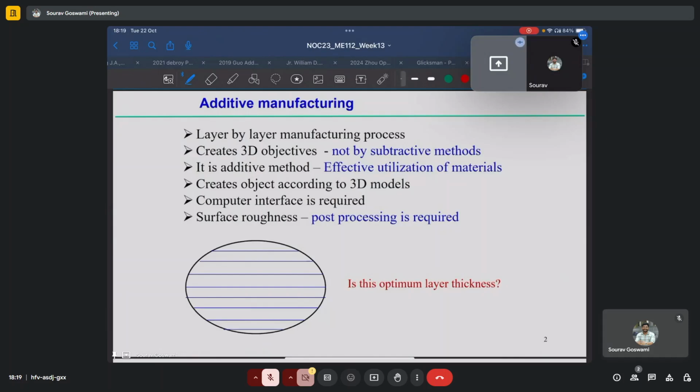So, as per the definition, the processes should not have any formative or subtractive steps, but we are well aware that there are certain processes which do qualify as additive processes while having at least one subtractive step with them.